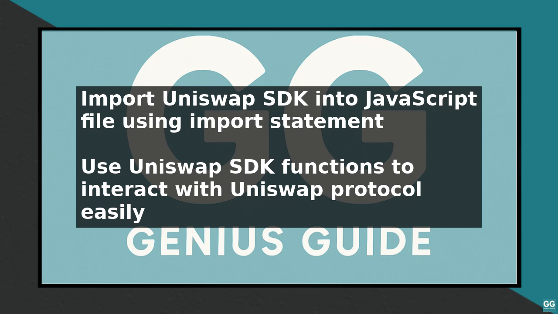To get started with the Uniswap SDK, you need to set up a wallet and connect it to the Ethereum network. You can use a library like Ethers.js to create a wallet and connect to the Ethereum network. Once you have a wallet set up, you can use the Uniswap SDK to interact with the Uniswap protocol.